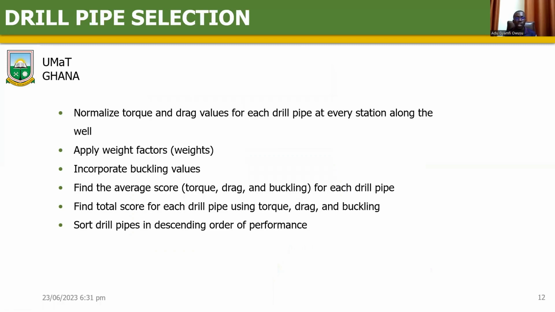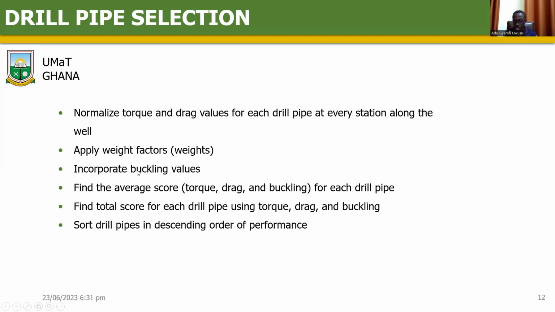So for our drill pipe selection, the idea was to create and then select a particular pipe with the minimum torque and drag values and with the least tendency to buckle. So we started by normalizing our torque and drag values for each drill pipe along every survey station per the API sheet we had. We then applied weight factors to our torque, drag, and buckling. But in this, we applied more weight to our buckling because it was a condition we considered more.